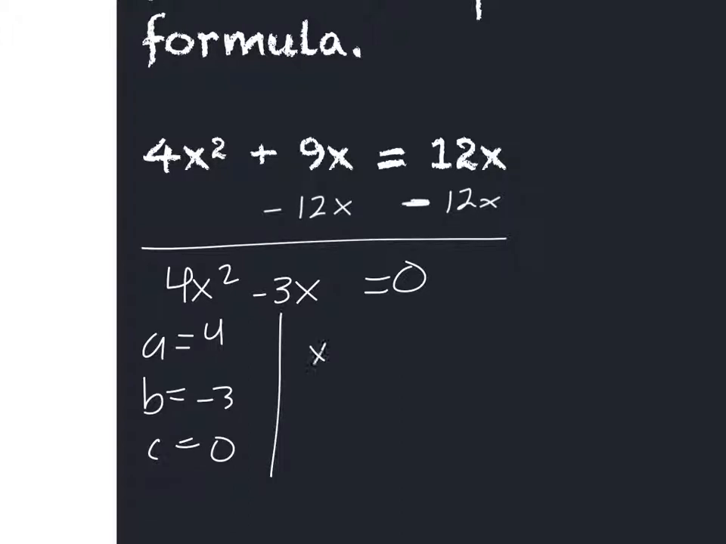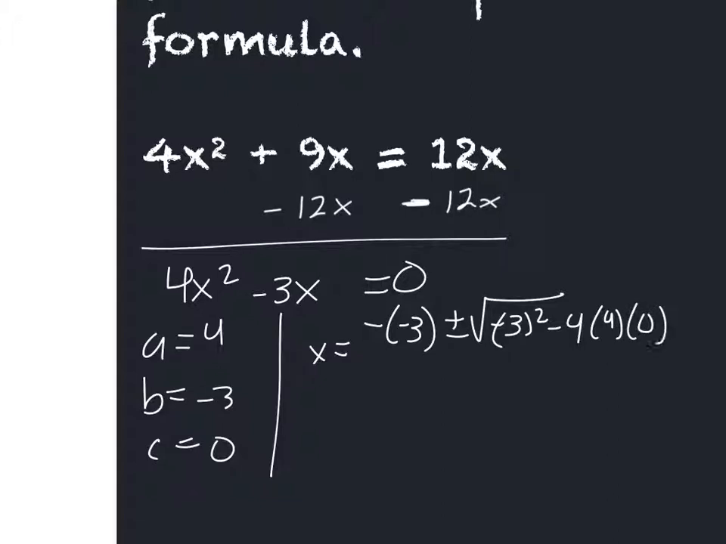So it would be x equals -3, because B is -3, plus or minus the square root of B squared, so that's -3 squared, minus 4 times A, which is 4, times C, which is 0. All divided by 2 times your A value, which is 4.